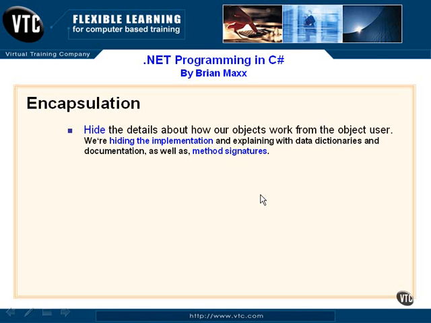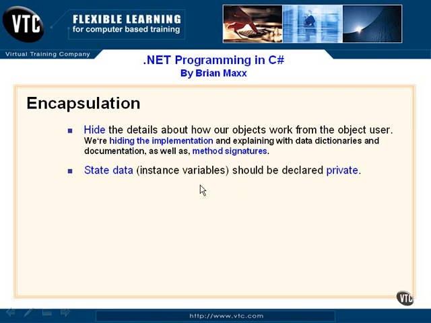Encapsulation is going to hide the details about how our objects work from the actual object user, whoever's using that object, that class, whatever is going to reference another class. The details are going to be hidden. We're hiding the implementation. So if that implementation changes, no one's going to know about it because it's hidden within that class. We're going to explain what our implementation is doing with our data dictionaries and our documentation, as well as the method signatures, so we know what to pass to those methods.